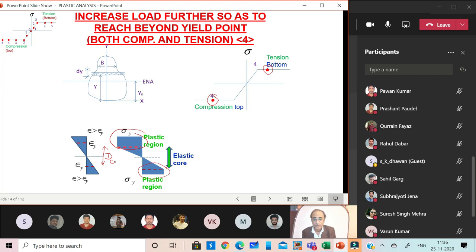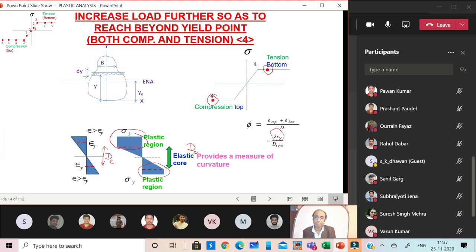The elastic core, its depth, is DC. This provides basically a measure of the curvature. Earlier we were getting it like this, but now we can use this region to define our new curvature. The stress and the strain we know: the strain at the top is epsilon y on both the tension and the compression extremes of this elastic core. We divide it by the depth of the core, so that gives us a measure of the curvature.